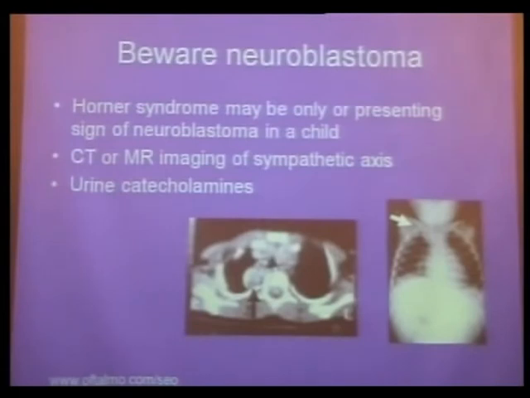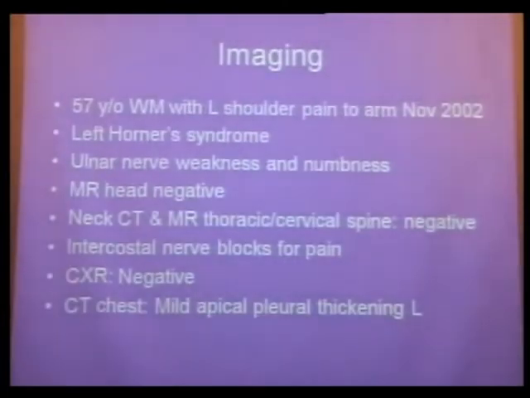Have you ever detected the urine catecholamine in the absence of a structural MR abnormality? Me neither. So here's a patient who's a typical prototype of where the imaging can go way off base. 57, shoulder pain, down his arm, November of 2002, pharmacologically confirmed Horner syndrome, documented only nerve weakness and numbness.